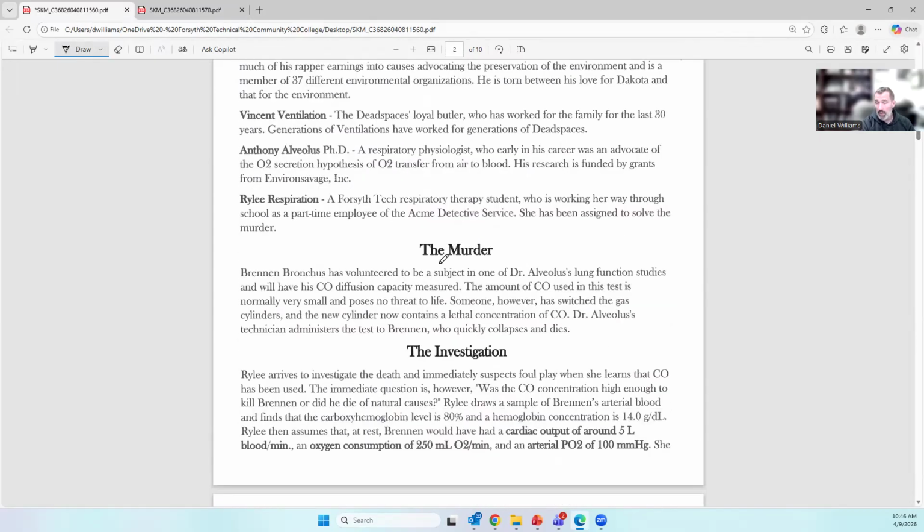So what has taken place is one of those individuals has been murdered, and ultimately through the calculations or the utilization of the formulas, the application of what you've learned, we are going to go through and determine who ultimately committed the murder. So that's what we'll do. And it tells you here they administer the test to Brennan, who quickly collapses and dies. So now we've got to try to figure out who's responsible for this. So always pay attention to the information that is provided and work through it.